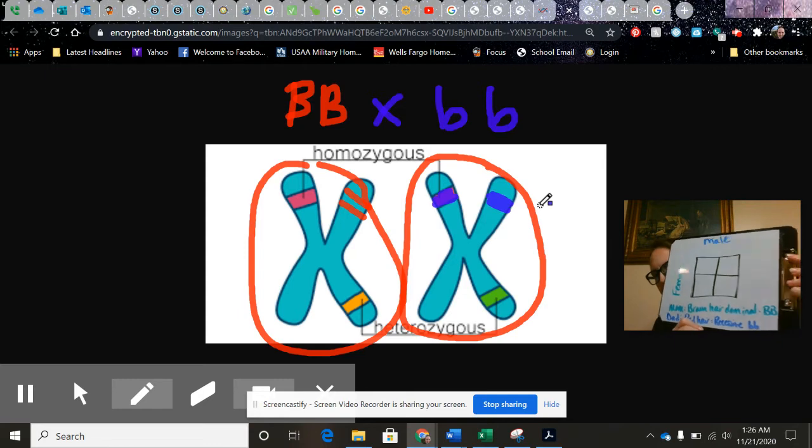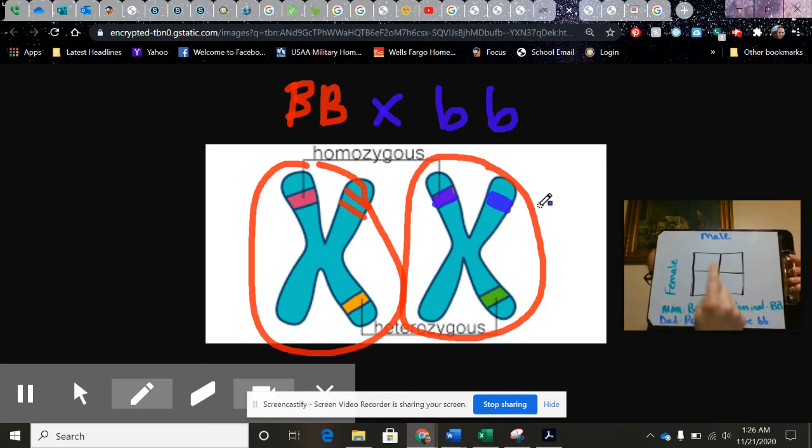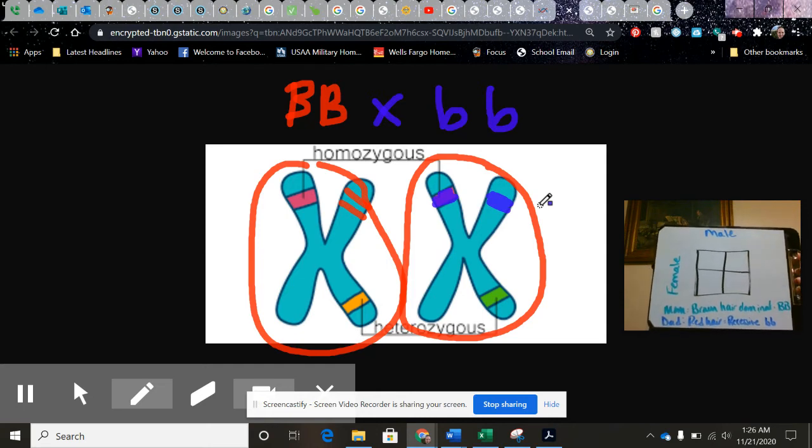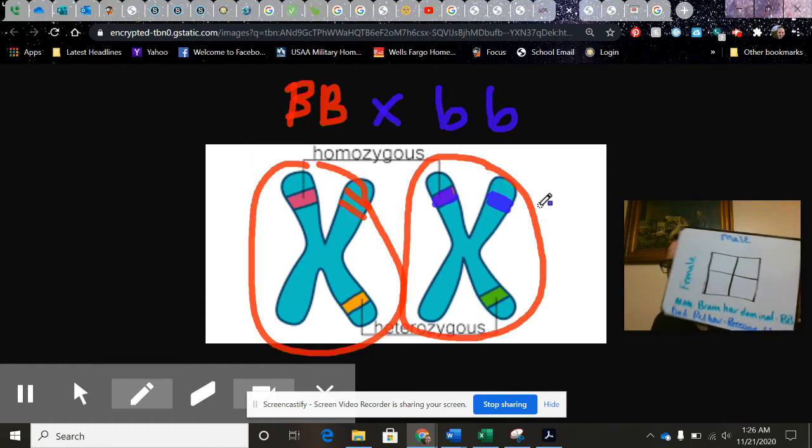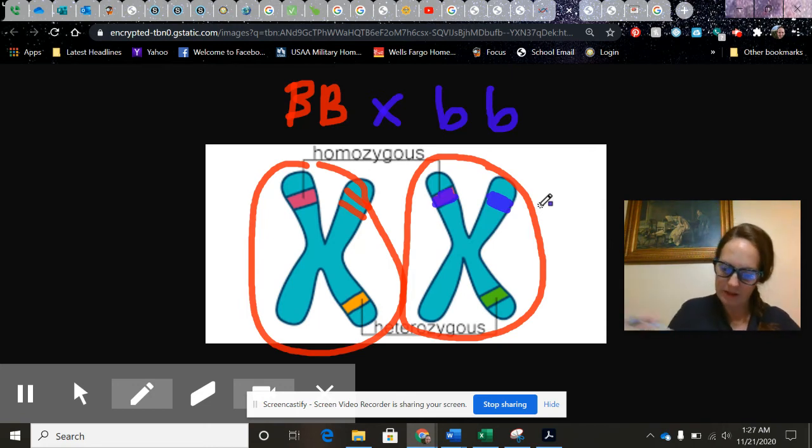This is our Punnett square, our nice big square right here. When we do our Punnett square, you're going to have a story that tells you information. Like in this case, mom has brown hair, which is dominant. So she has big B, big B. Dad has red hair, which is recessive, little b, little b. And we're going to put them into this big square. The male traits go across the top, and the female traits go across the side. So when we fill it out, it's going to look like this.